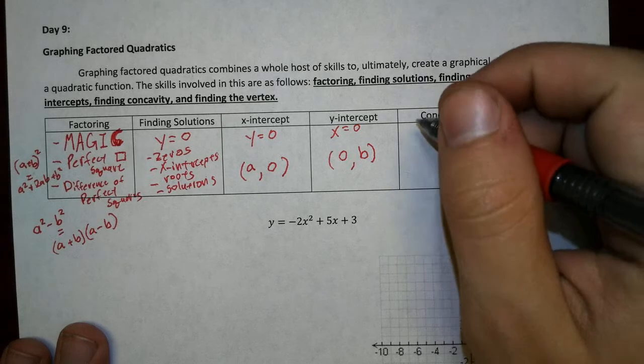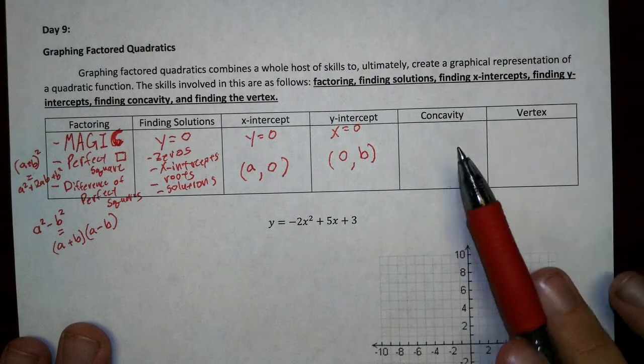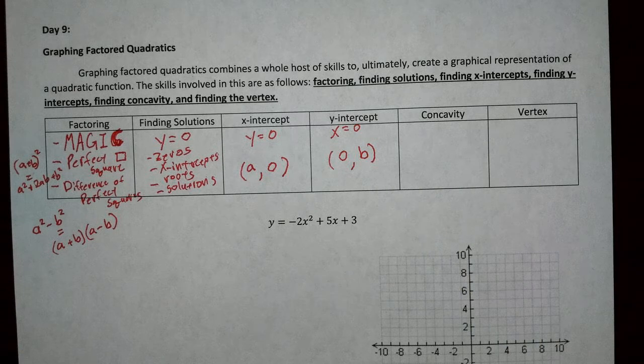Concavity. Okay, so now we want to think back to our form. So what is the concavity? Well, the concavity is whether our equation, or a quadratic, is opening upwards or opening downwards, right? If it's opening upwards, what do we call that? Right? Concave up. Upwards concavity. If it's opening downwards, what do we call that? We call that downward concavity or concave down.